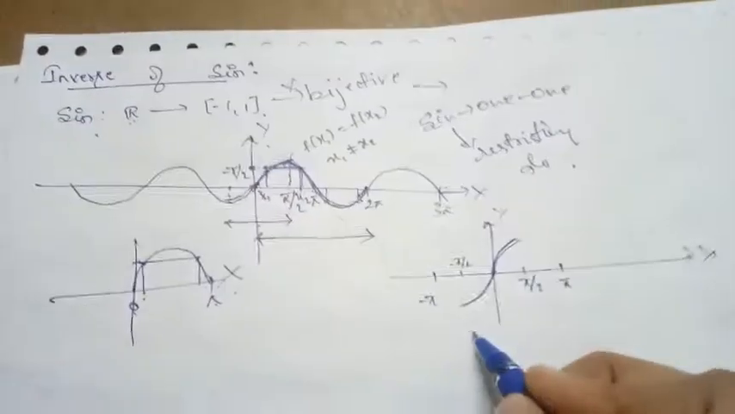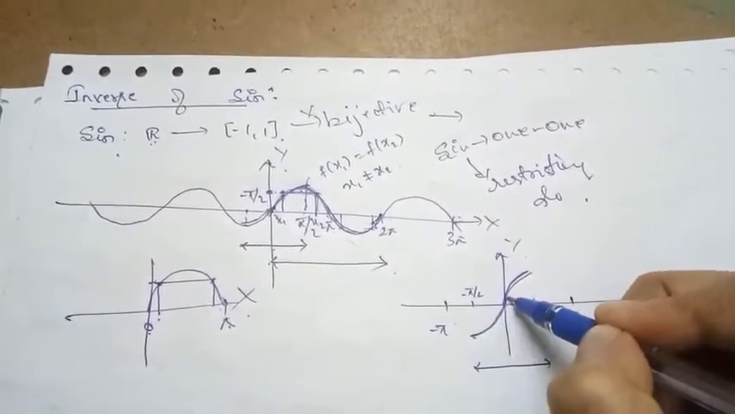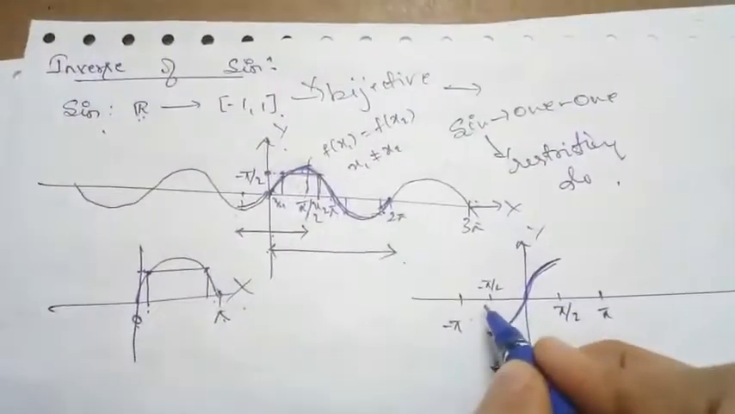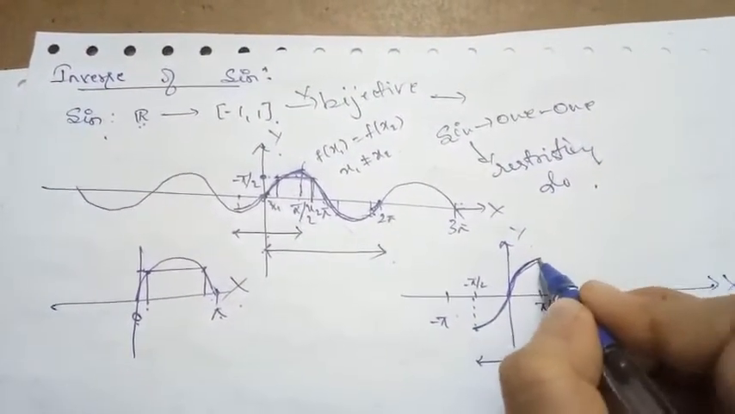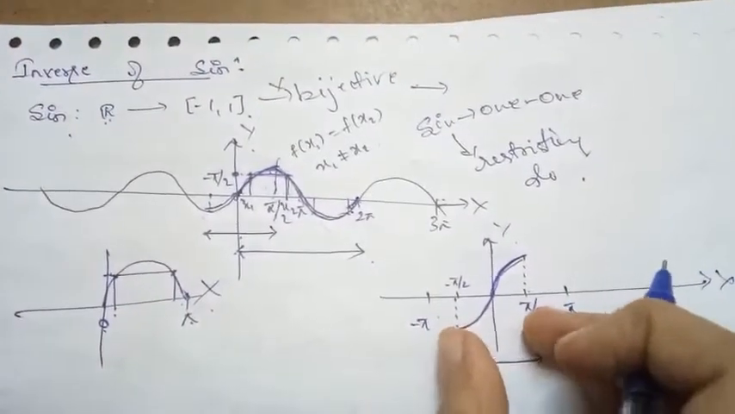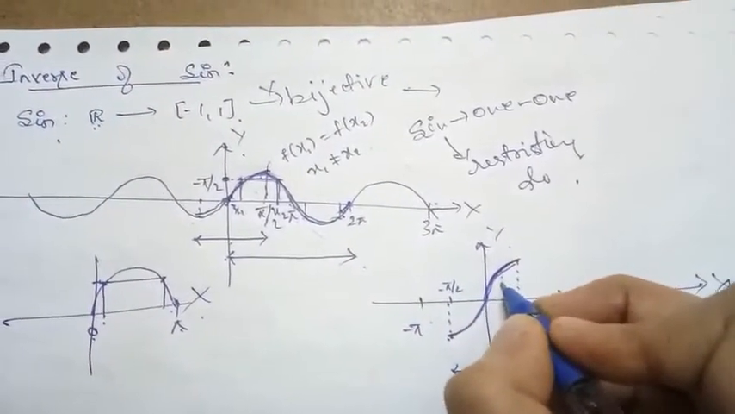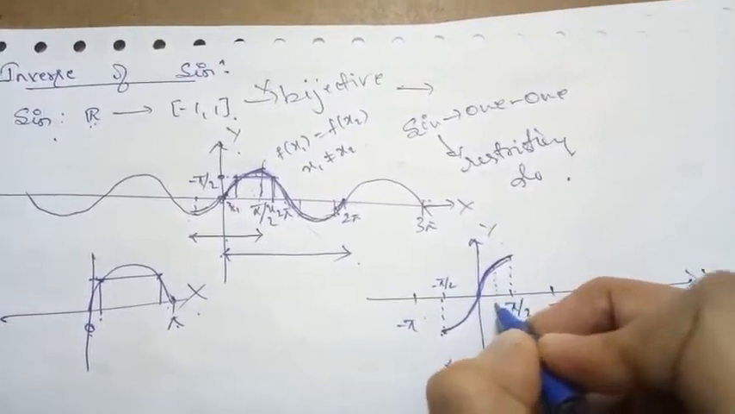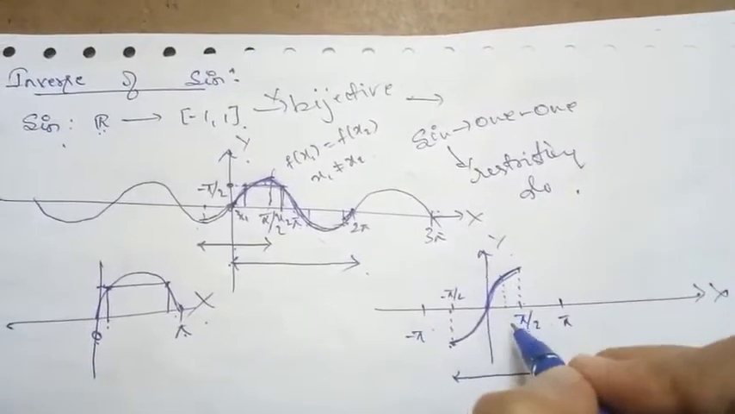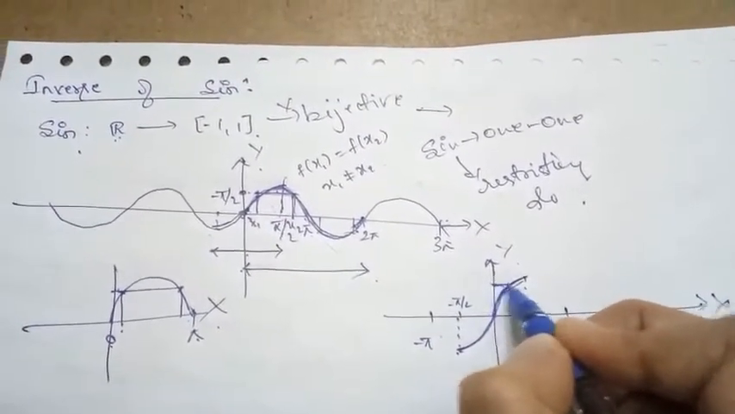So clearly when we say from minus pi by 2 to pi by 2, the graph of the sine function is like this. Now if you take any point lying between minus pi by 2 and pi by 2, for one value of x there is only one f of x which lies in the range of that function. So you can see here, I took one value, and for that value there is only one f of x.